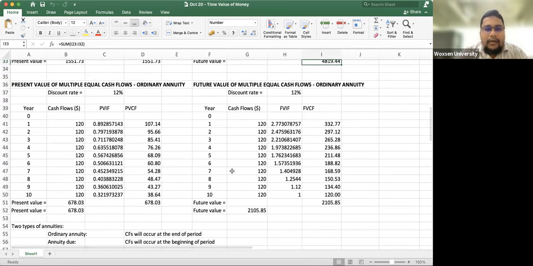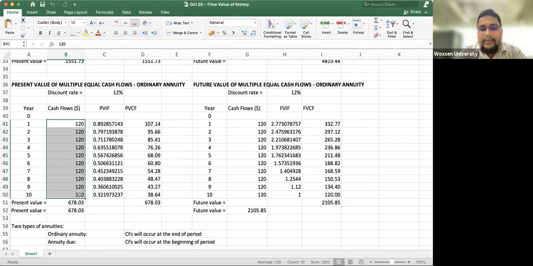Later on, we have moved to the case where the multiple cash flows are actually equal. All are $120. All cash flows are the same. So every year you are getting or giving whatever, the same amount of cash flow, $120, $120. So these kind of cash flows are called annuity. When you have equal cash flow every year, we can call it annuity, right?